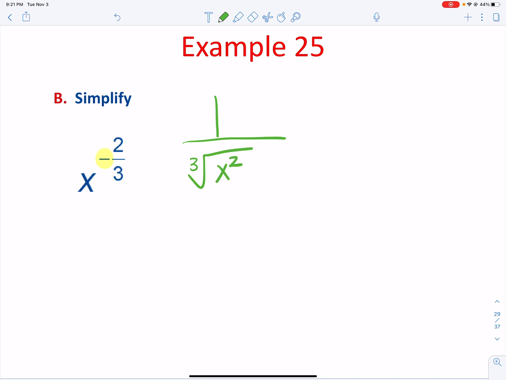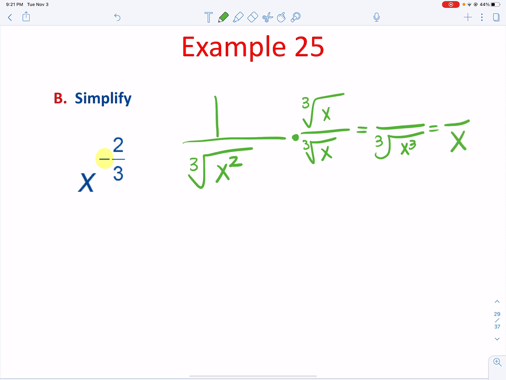So if I think about that, we did these problems yesterday. I would multiply by the cube root of x over the cube root of x, because then my denominator would be the cube root of x cubed, which would just be a plain old x, right? And so then the top would just be the cube root of x. So this would be my answer on this. I can't simplify it any more than that.